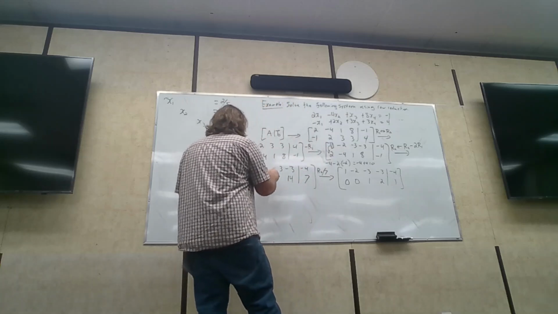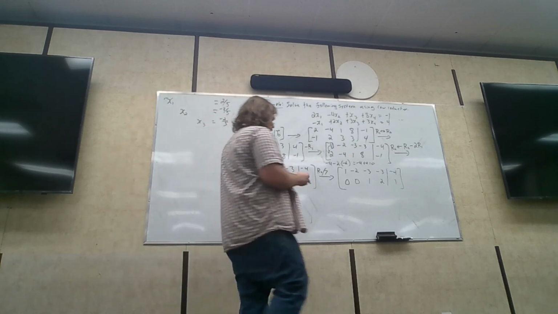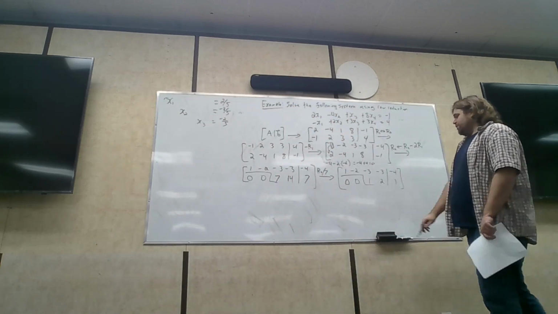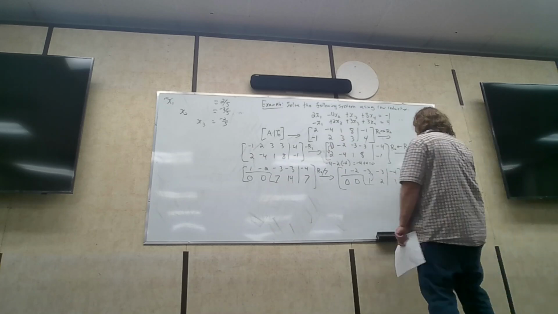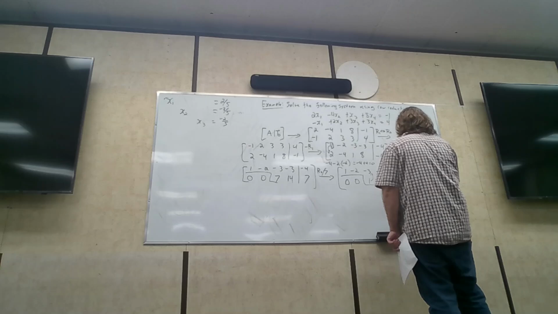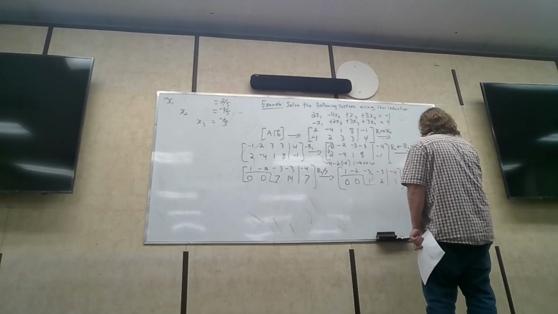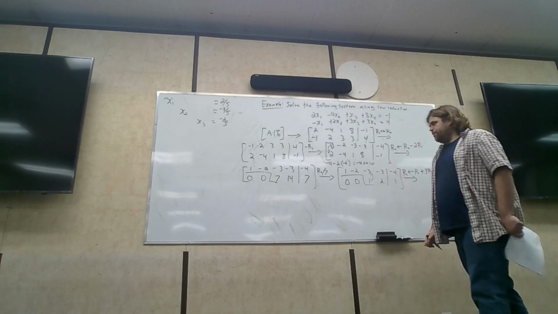Now, I mean, here we already had that staircase shape. There's not a whole lot to do for it. But now we have that staircase shape, and that's a 1. So now we can use that to make a 0 above it. Row 1 becomes row 1 plus 3 row 2. Remember, using this row to make a 0.